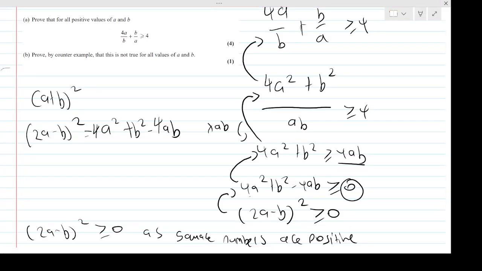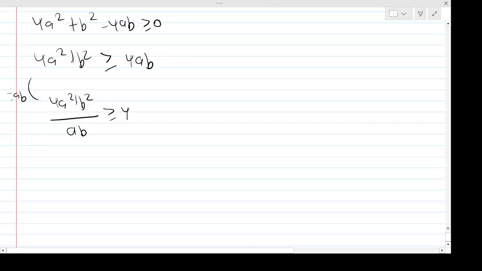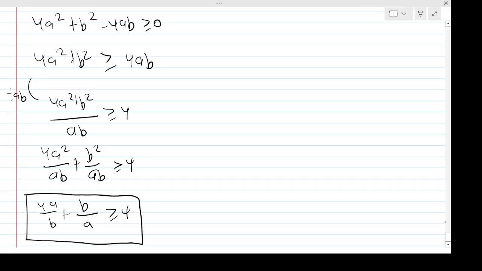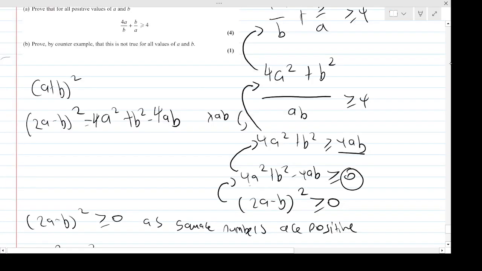Well, then the fraction split up. So let's split up the fraction then. So then 4a squared over ab and b squared over ab is greater than or equal to 4. If we then simplify this, cancel out the a, firstly we have 4a over b, and then we cancel the b in the second fraction. b over a is greater than or equal to 4. There we are. I believe that's the inequality they want us to prove. Yes, there it is. Cool.